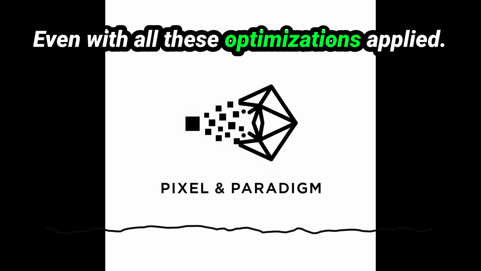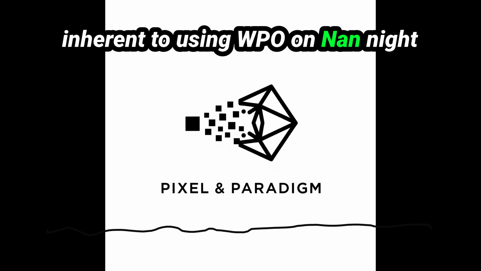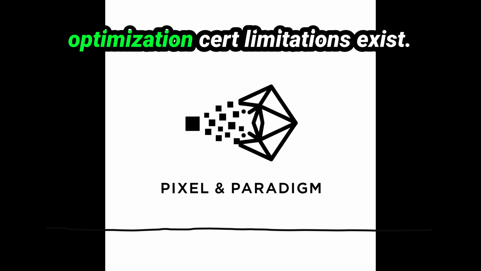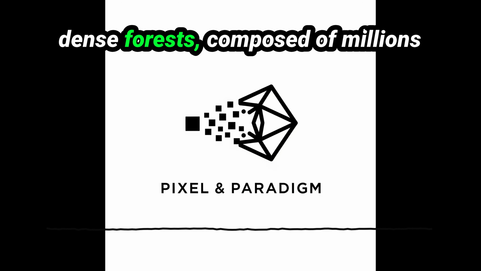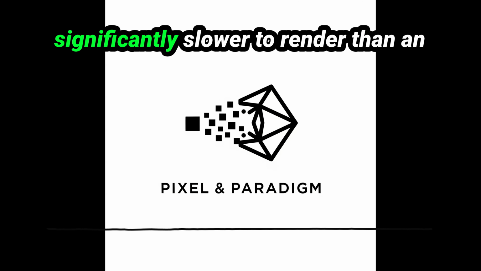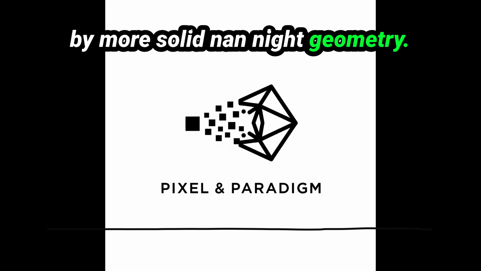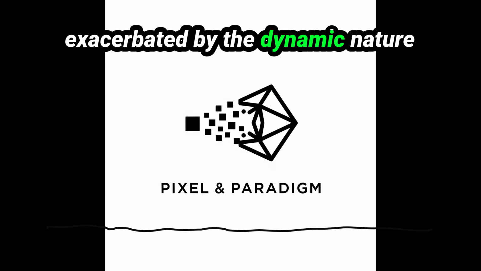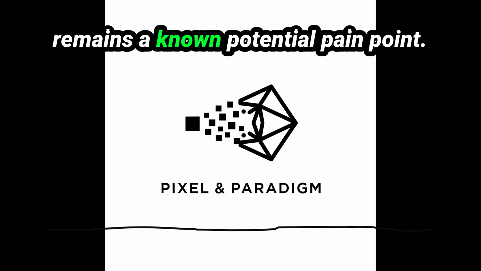Okay. Even with all these optimizations applied, are there still fundamental limitations inherent to using WPO on Nanite foliage that we just have to live with? Yes, definitely. Even when you apply every known optimization, certain limitations exist. The aggregate geometry issues persist. Dense forests composed of millions of small, separate geometric leaves with WPO applied will still likely be significantly slower to render than an equivalent triangle count represented by more solid Nanite geometry. The challenges for Nanite culling and managing overdraw are just inherently exacerbated by the dynamic nature of WPO on this type of geometry. SpeedTree wind compatibility remains a known potential pain point.